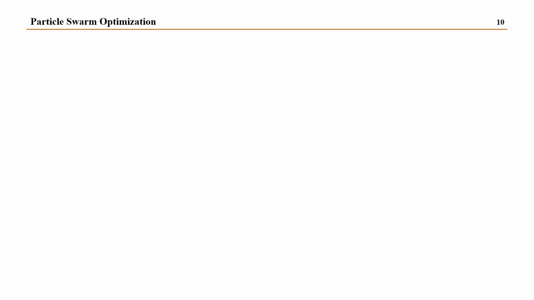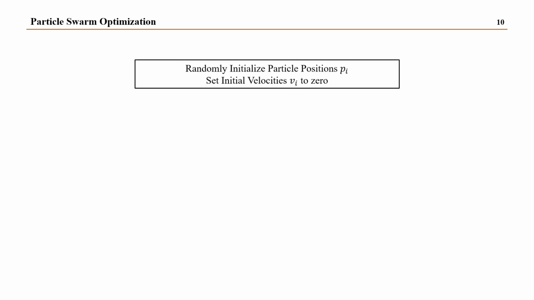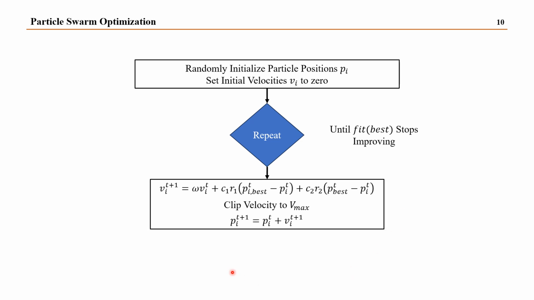Now we're going to discuss how particle swarm optimization works. First, we randomly initialize the particle positions, P_i, and we set the initial velocity of each particle to 0, and then we repeat. We just keep repeating until the fitness function value of the best particle just stops improving and levels out. Now, the update equations we do at each time step are the following.